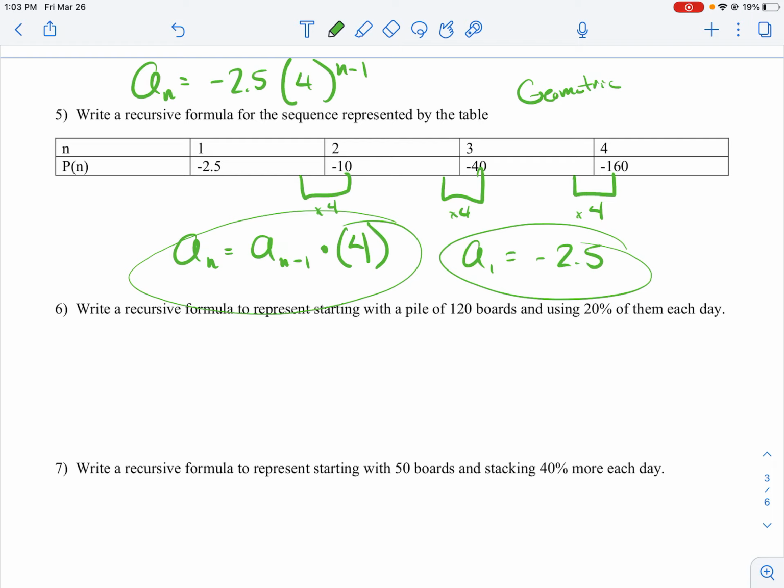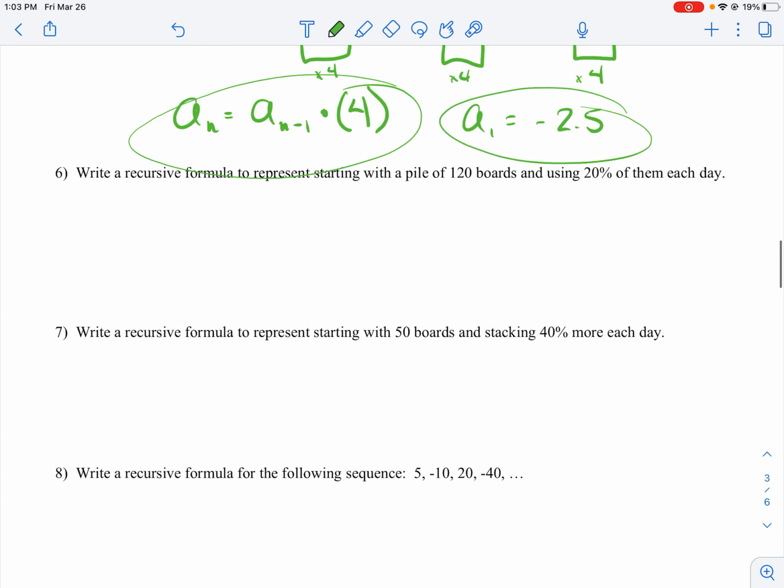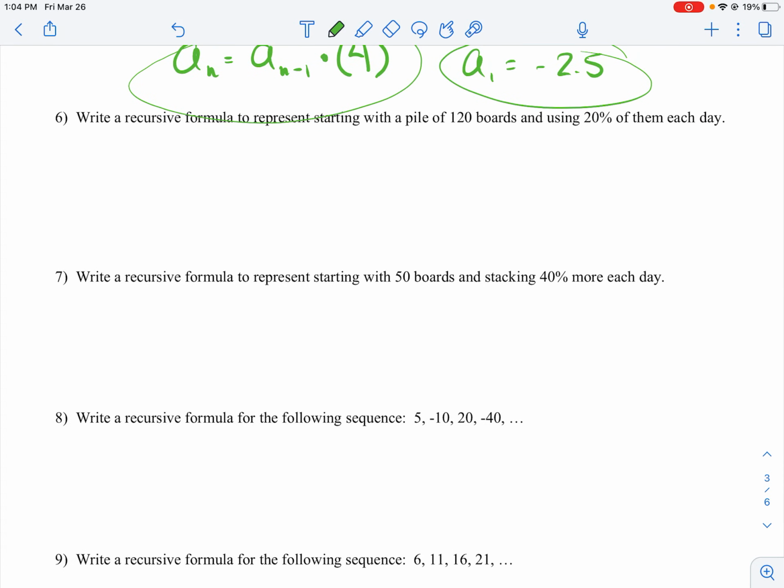Okay. All right, a couple more word problems, everybody's favorite, and we'll call it a day. So this kind of ties back in with our exponential growth and decay problems. Let's read the problem and you'll see what I mean. Write a recursive formula to represent starting with a pile of 120 and using 20% of them each day. Let's write out some of our first terms.